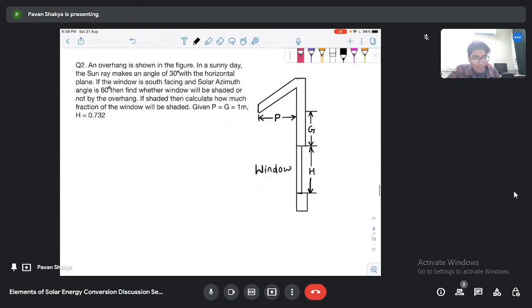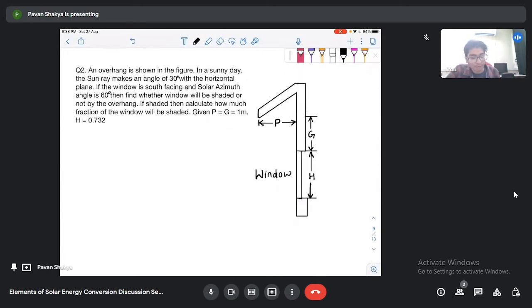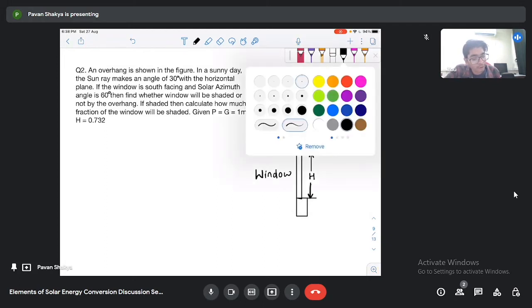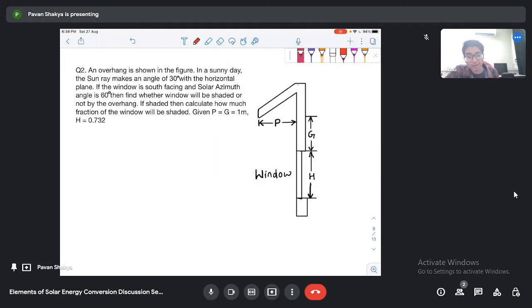So first we have to find out what parameters are given in the problem. It has been given that the sun ray makes an angle of 30 degrees with the horizontal plane. So what will this angle be? This angle will be the altitude angle. So in the problem, altitude angle is given as 30 degrees. Also it has been given that the window is south facing. What does that mean? If the window is south facing, then the surface azimuth angle will be 0. And the solar azimuth angle is given as 60 degrees.